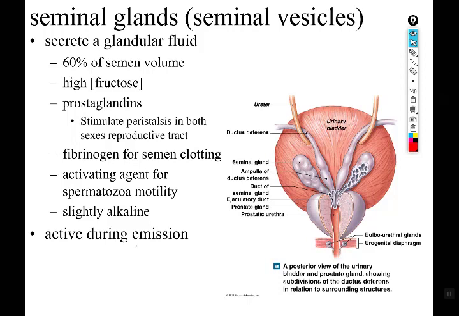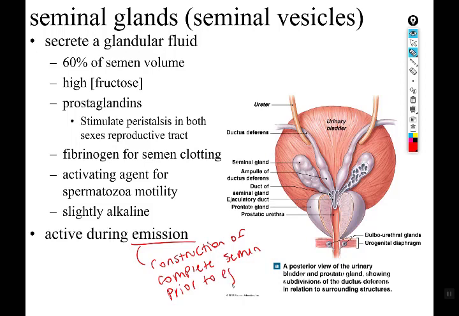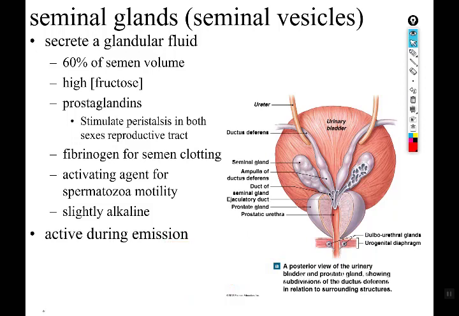This is, let's call it, the construction of complete semen prior to ejaculation. So that's what emission is. The seminal vesicles have obviously a strong role in emission, but they are by no means the only player in this game. So let's go look at who else is involved.